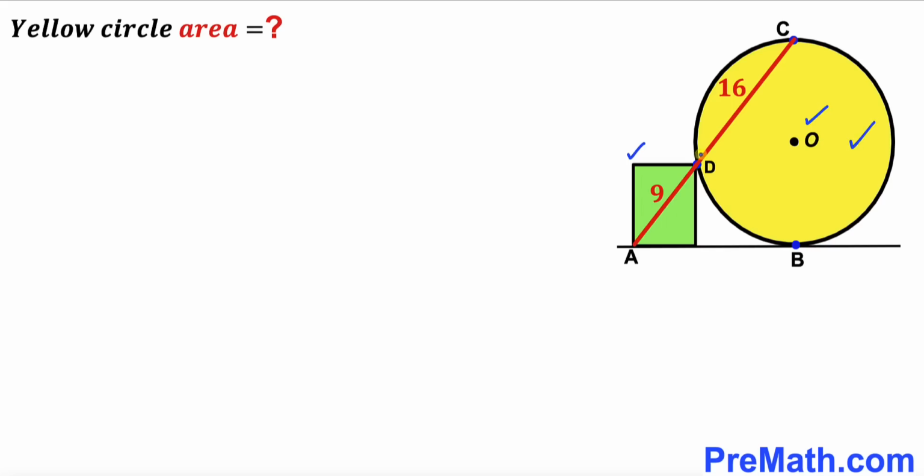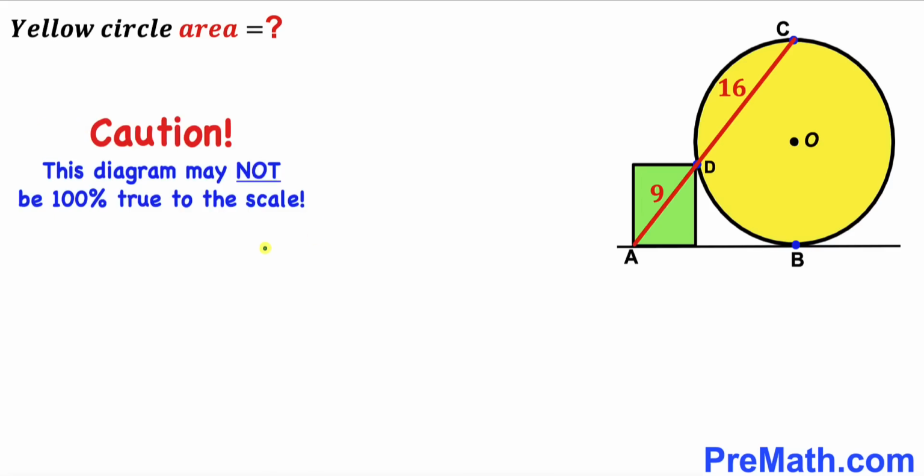We have this green shaded rectangle along with this yellow shaded circle with center O, and their only point of contact is D, put together as you can see in the given diagram, such that this chord CD is 16 units and this diagonal AD is 9 units. Bear in mind that points A, D and C are collinear, and furthermore, points B, O and C are collinear as well. Our task is to calculate the area of this yellow shaded circle.